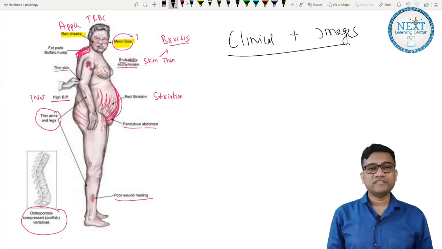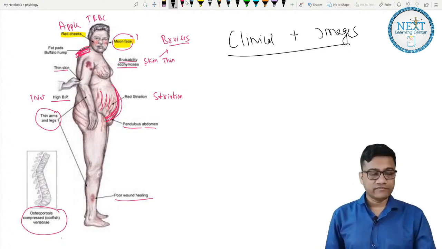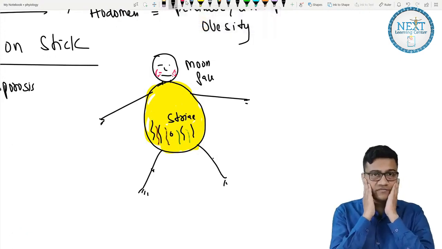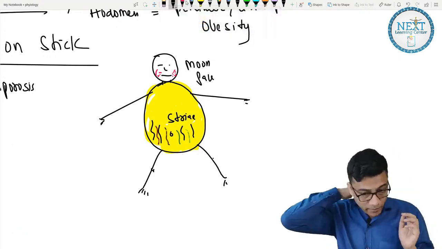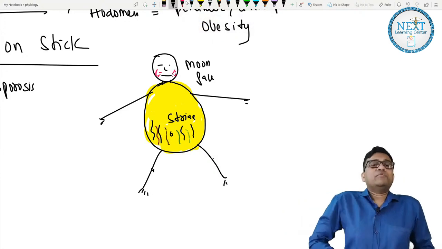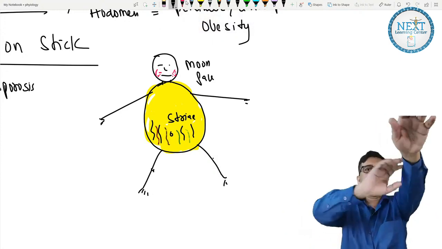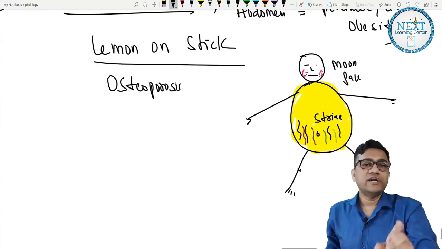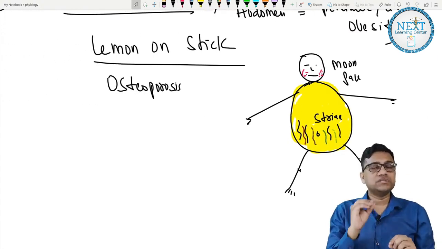Okay, so let's revise it very fast. What are the features of Cushing's? Moon shaped face, clear? Moon shaped face with red cheeks. Buffalo hump, very big abdomen, so lemon like. Hands are very thin because of muscle wasting, called as what? Stick. So lemon on stick, a lemon stuck on a stick.